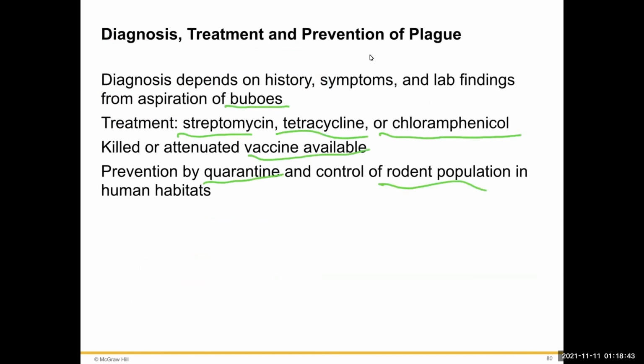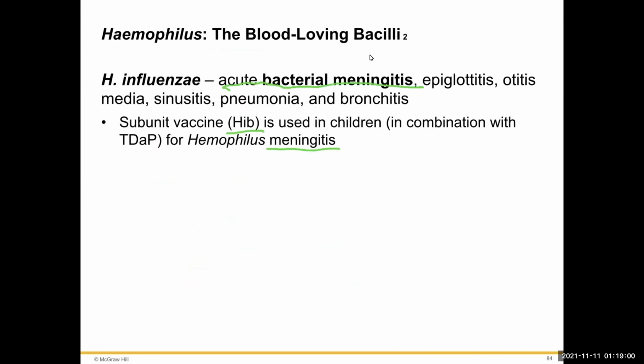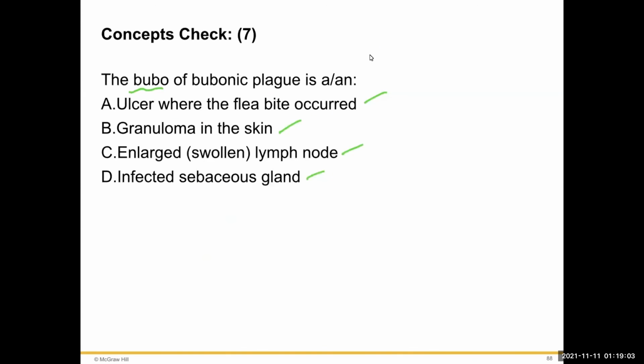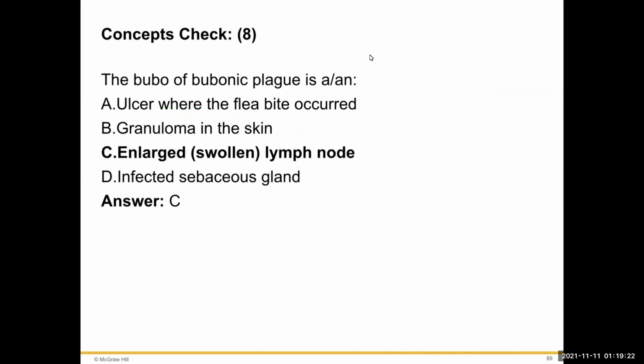Yeah, buboes. Aspiration of the buboes. There we go. Bubonic plague: most flea bites enter the lymph, causing necrosis and swelling of the lymph nodes. Swelling of lymph nodes is called a bubo, usually in the groin or axilla. So the bubo in the bubonic plague refers to enlarged swollen lymph nodes. Now it's transmitted by the flea bite, so it's an ulcer where the flea bite occurred, but that's not a bubo. That's the infection site. The actual term bubo is a swollen lymph node. Oh, okay, got it. Make sense? Yes. Perfect. Swollen lymph node.